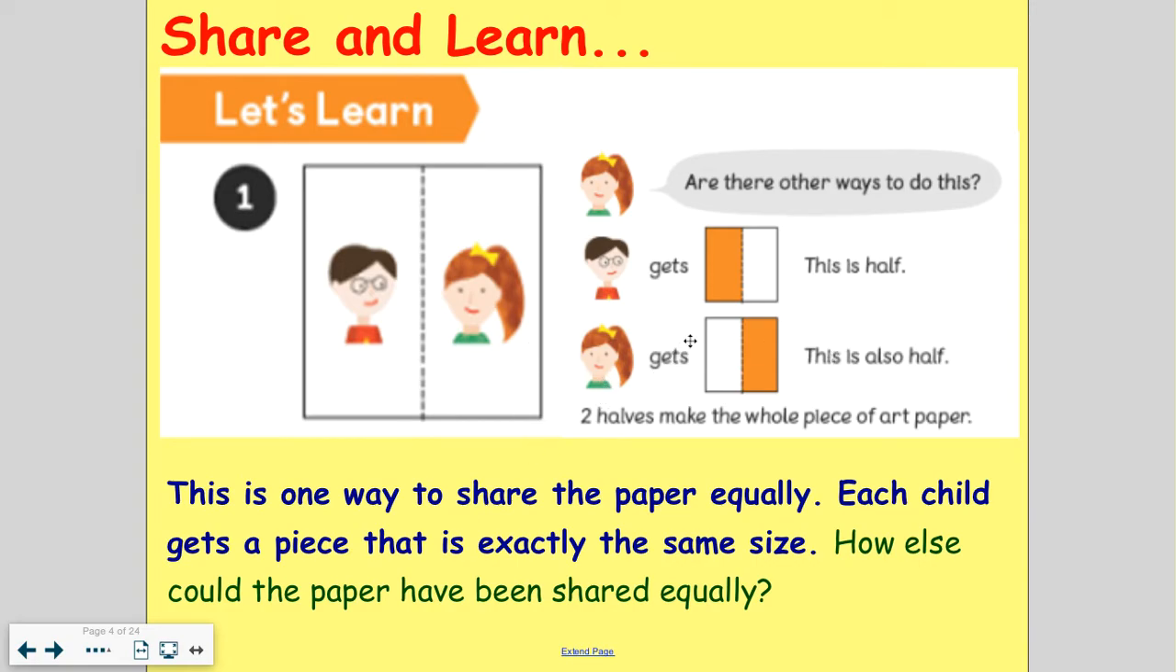Well, Holly then gets this piece, the other piece. This is also a half. So we can see that two halves make the whole piece of art paper. There's one half for Charles, one half for Holly. All together they have the whole piece of paper.